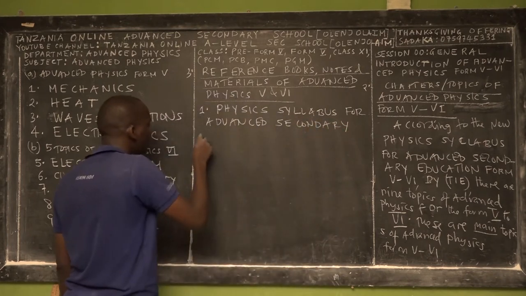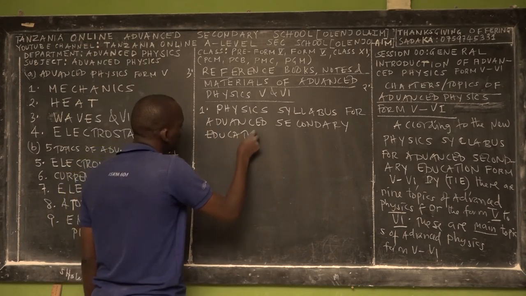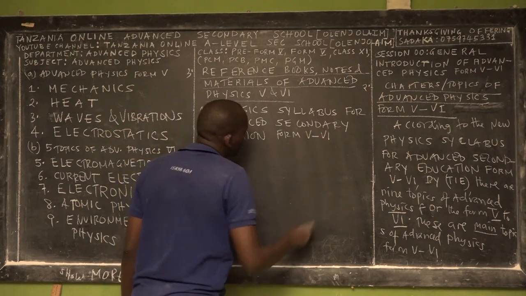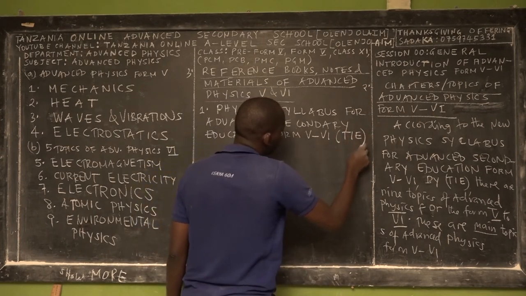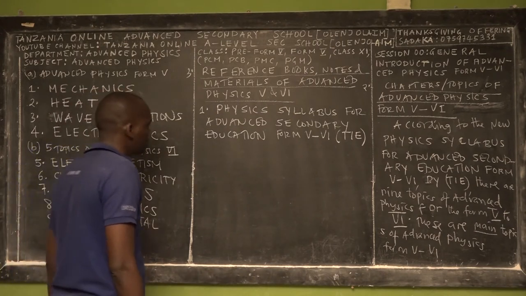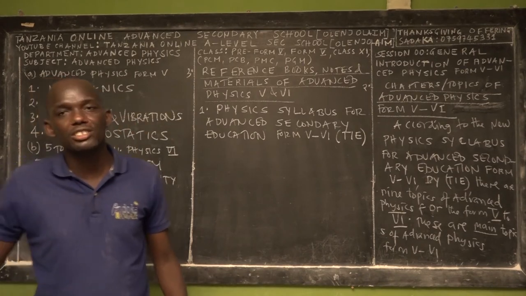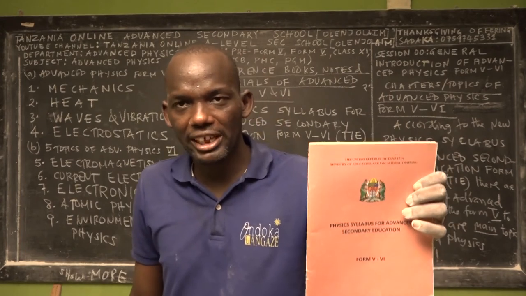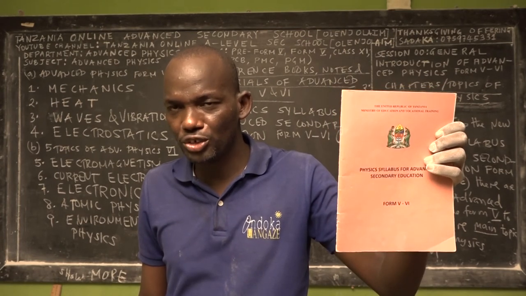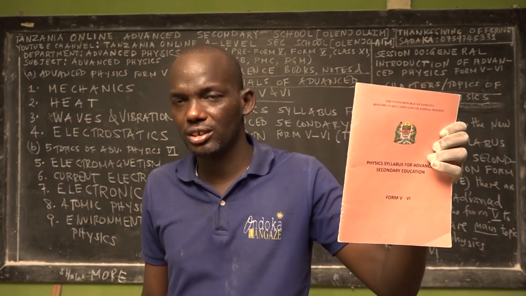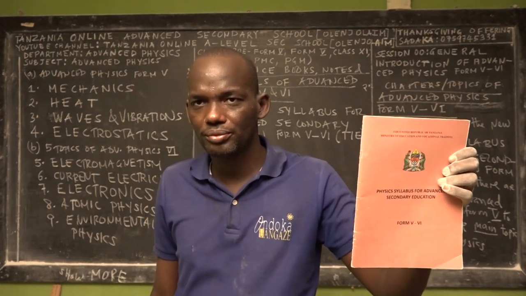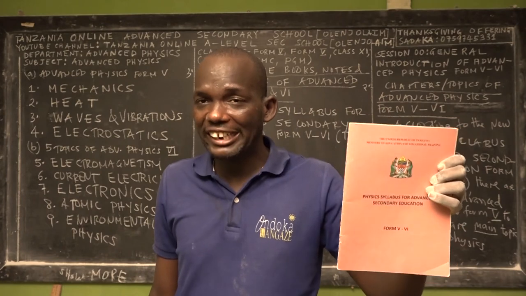The syllabus for advanced secondary education from Form 5 to 6, by the Tanzania Institute of Education. I recommend this to every student who studies advanced physics. Please have this book if you're studying PCM, PCB, PGM, or PMC in Tanzania. You can order through our Tanzania Online Advanced Library, or you can just find it in a local shop. It is a very important book that I'm going to use in every session.